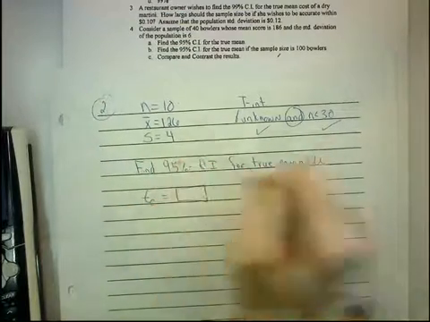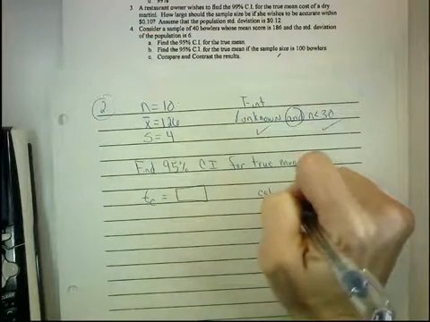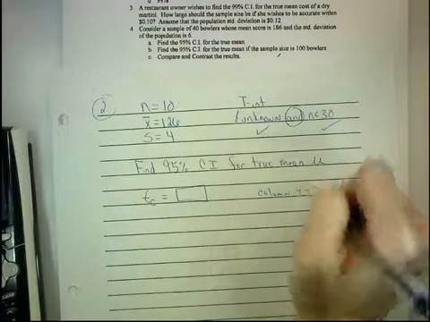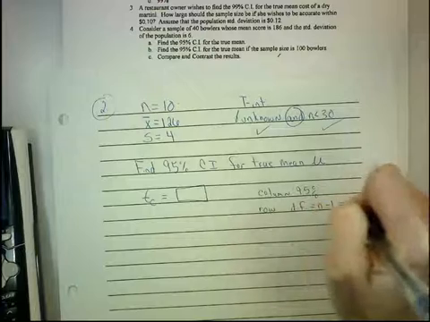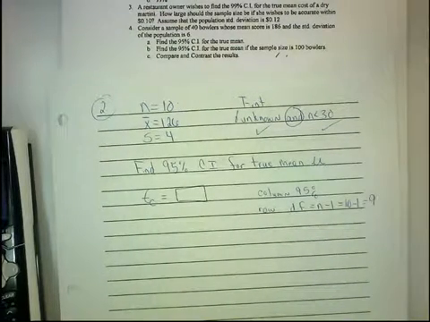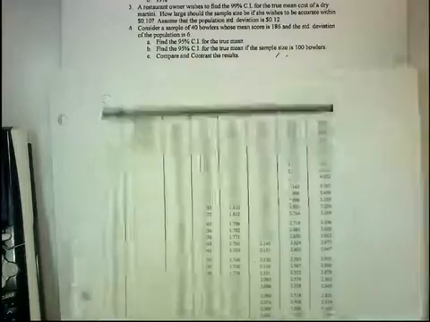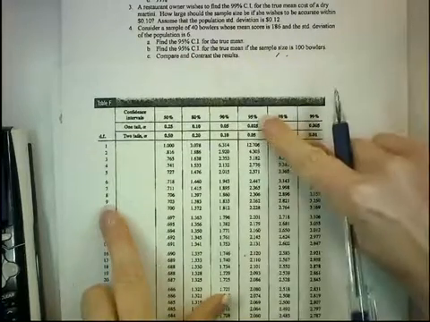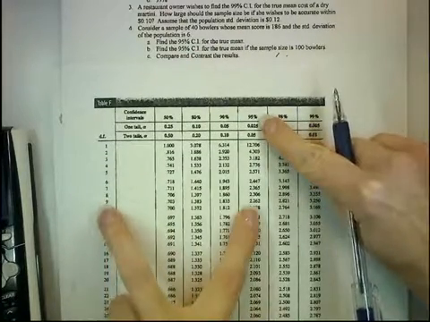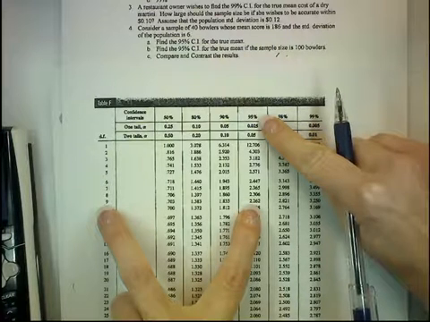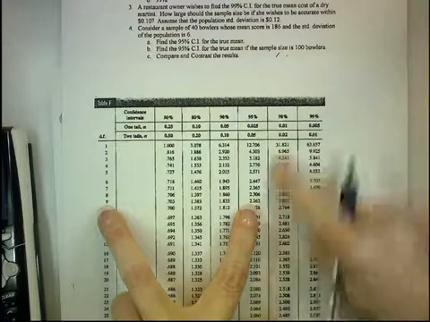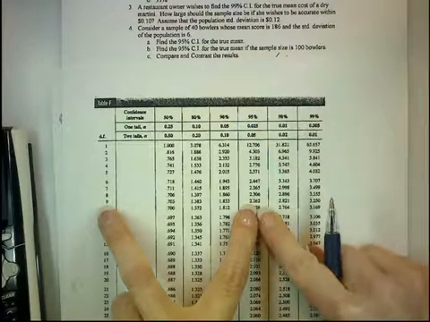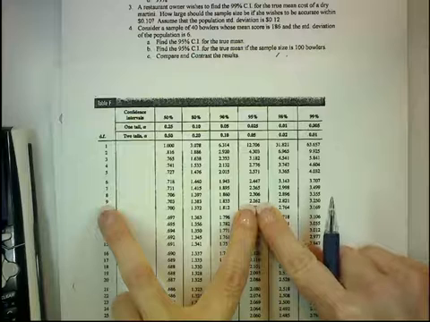The T sub C, we will have to go to column 95% degree of confidence and row degrees of freedom, 10 minus 1, 9. So go to row 9, column 95%. Your two fingers meet at a critical value of 2.262.